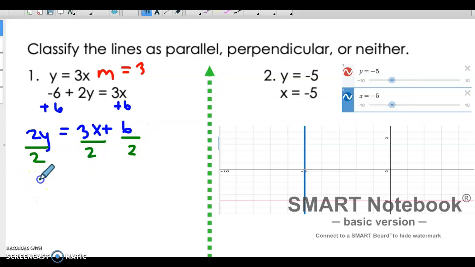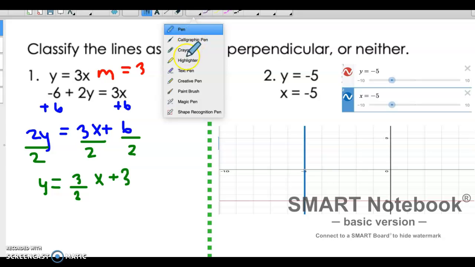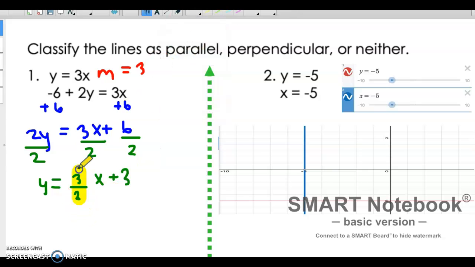So when we do that, we get that y is equal to 3 over 2x. Remember, that's the slope, so we're just going to leave that as a fraction, plus 3. So in this equation, our slope is 3/2.